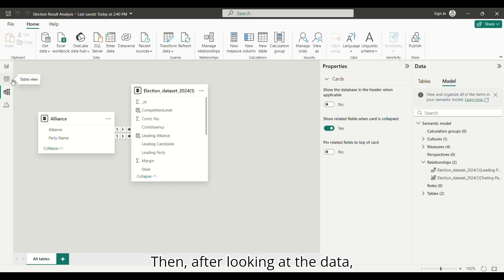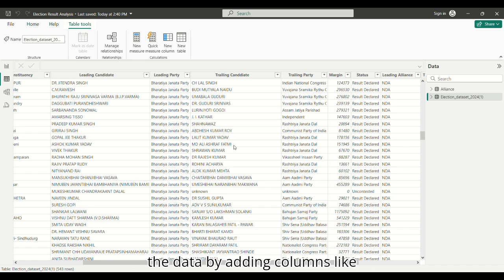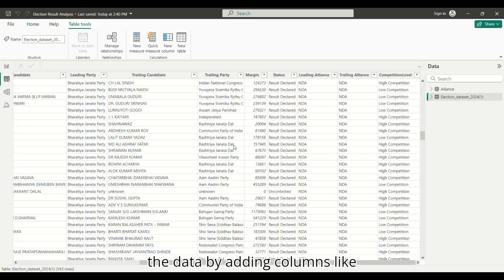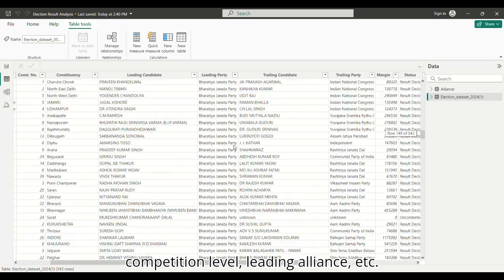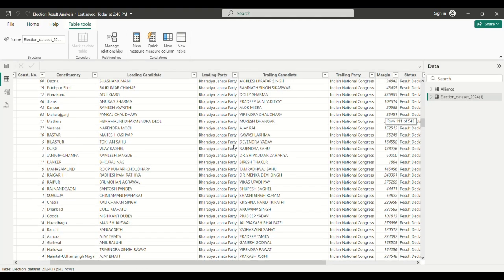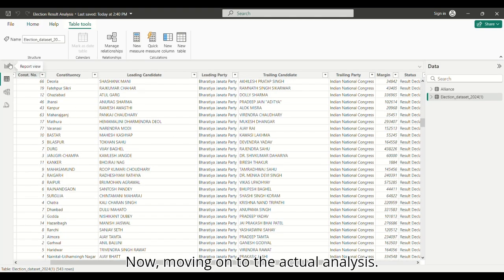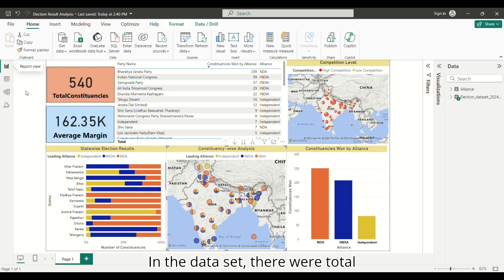Then after looking at the data, a few transformations were carried out by adding columns like competition level, leading alliance, etc. Now moving on to the actual analysis. In the data set, there were a total of 540 constituencies, and the average margin of votes between the leading and trailing party was 162.35 thousand.